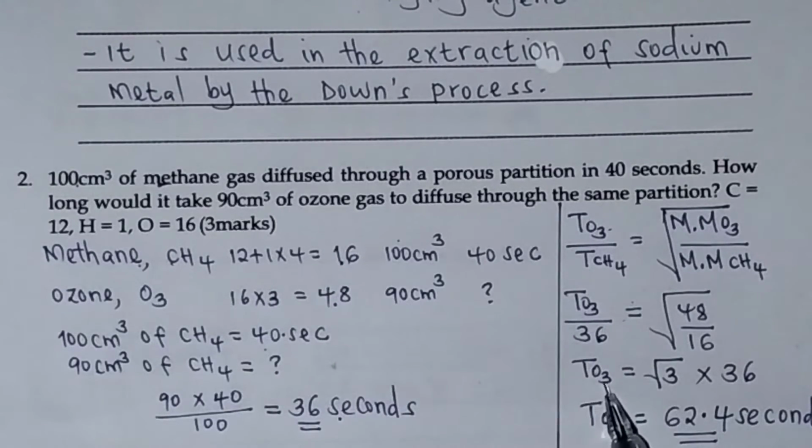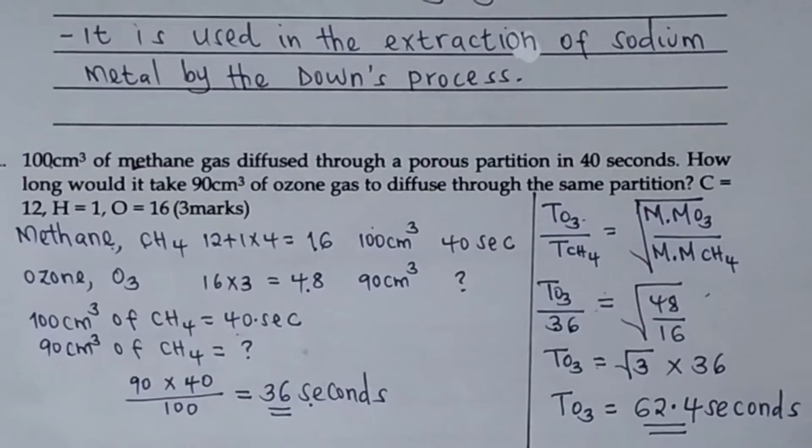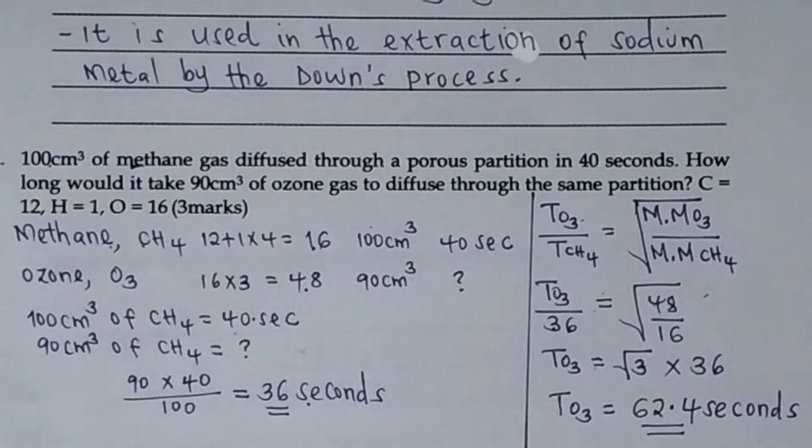So time of ozone will be equal to, here we are going to get the square root of 3, then we multiply times 36 to remove the denominator. So time of ozone will be equal to 62.4 seconds. That will be the answer, the time for ozone.